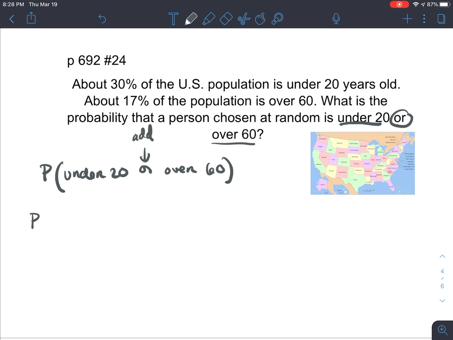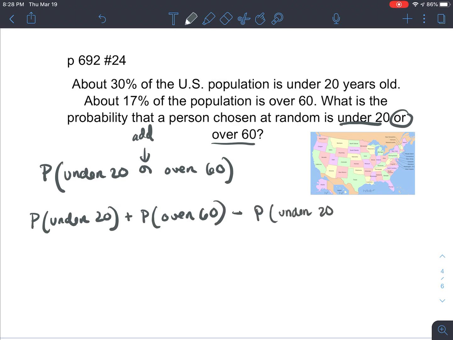Well, that means we are finding the probability of under 20. We are adding to it the probability of over 60 and subtracting from it the probability of under 20 and over 60 at the same time. Now, you should be saying to yourself, under 20 and over 60, that's impossible. And that's because these two events are mutually exclusive.